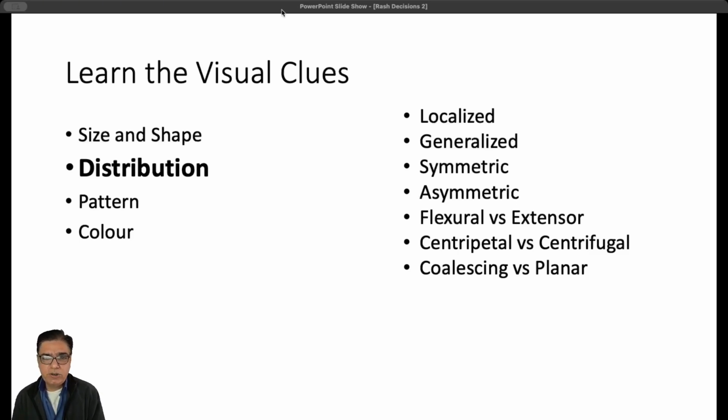Similarly, with some experience, you might be able to say whether it's predominantly affecting the flexural surfaces or the extensor surfaces. For example, on the upper limbs, the anterior part is flexural and the posterior part is extensor. On the lower limbs, it's the opposite. The outer and anterior parts are extensor surfaces, and the posterior part are flexor surfaces. So try to mention whether this is predominantly affecting the flexural surface or the extensor surface, or sometimes both as well.